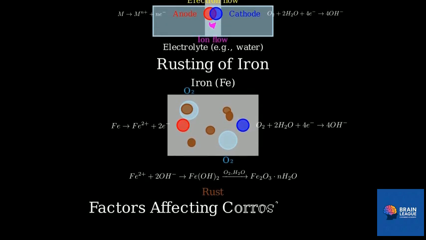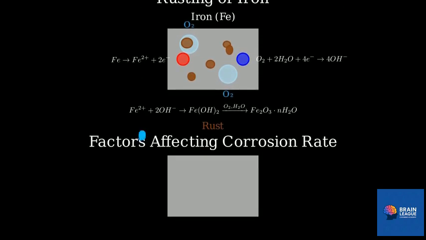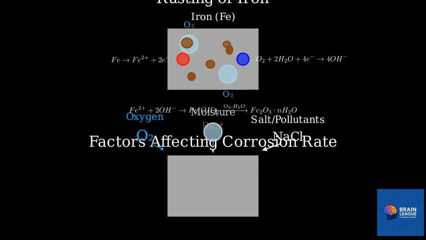Several factors can affect the rate of corrosion. Higher oxygen concentration accelerates corrosion by providing more oxygen for the cathode reaction. Moisture provides the electrolyte needed for ion movement. Salt or pollutants increase the conductivity of the electrolyte, making ion transfer easier. Higher temperatures generally increase reaction rates, and acidic environments, low pH, typically accelerate corrosion.